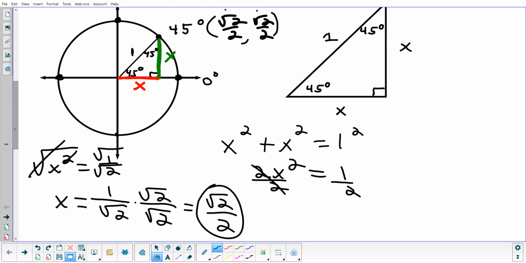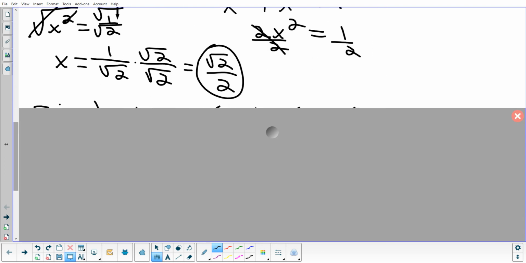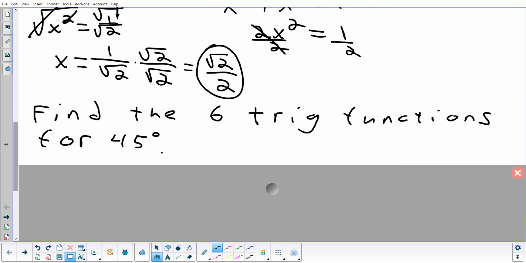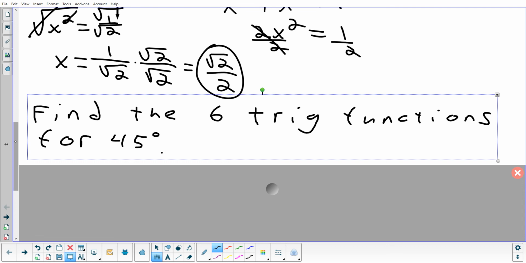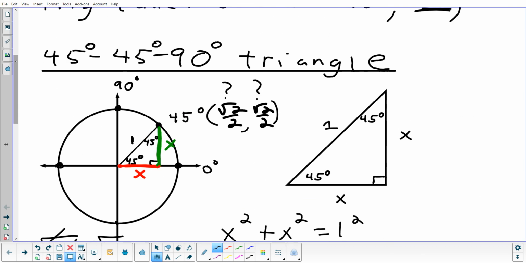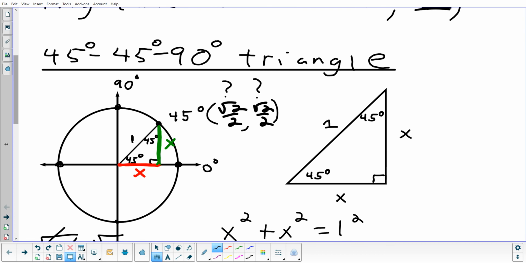And this was a problem we had yesterday in the notes. You really already have done the 6 trig functions of 45. The difference is I'm not telling you the coordinate now. You have to remember it from what we just did. But yesterday I gave you this exact coordinate as an example in your notes. I think it was example 2, but you've already done this problem.